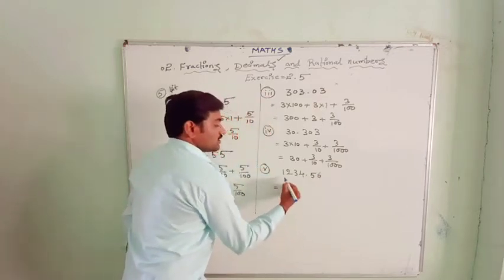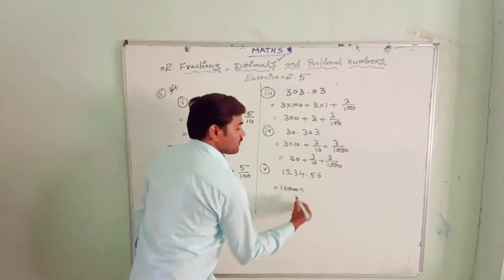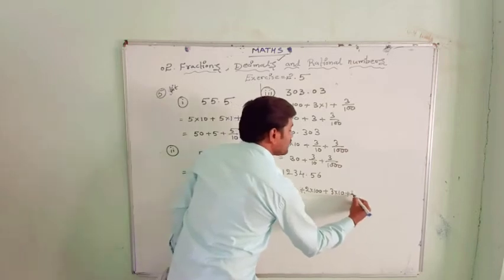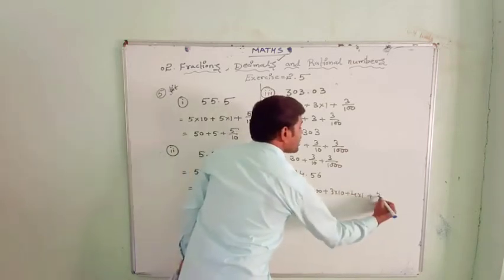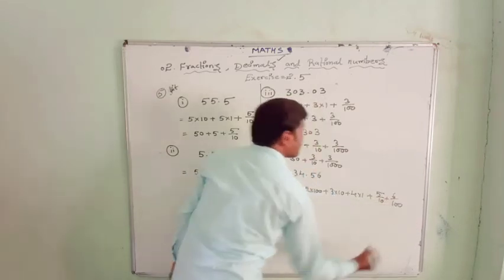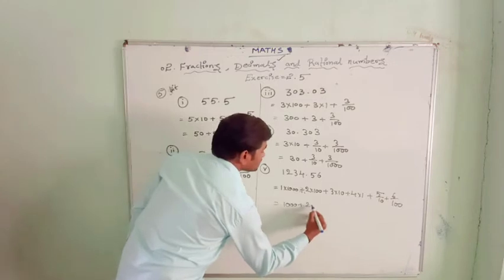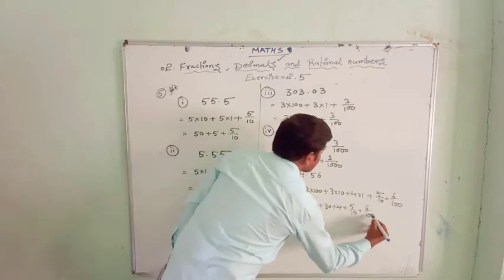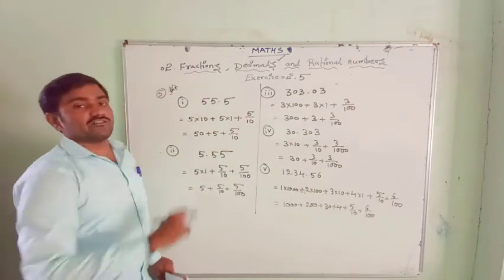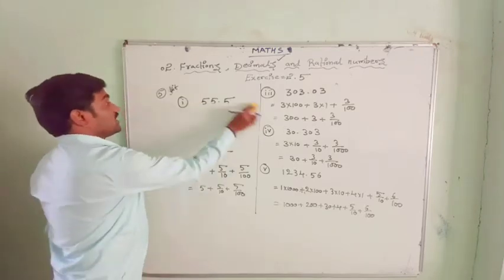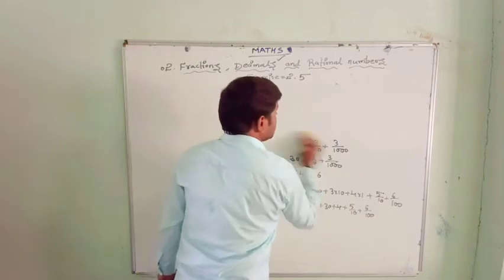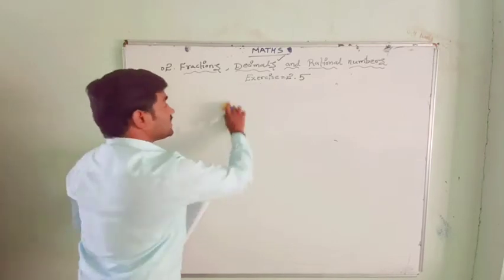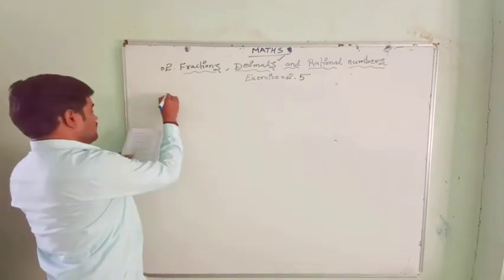1234.56. So this 1 is in the thousands place, 1 into 1000, plus 2 in the hundreds place, 2 into 100, plus 3 in the tens place, 3 into 10, plus 4 into 1, plus here 5 in the tenths place, 5 by 10, plus 6 in the hundredths place, 6 by 100. Now we can write 1000 plus 200 plus 30 plus 4 plus 5 by 10 plus 6 by 100. Okay, this is the expanded form of the decimal numbers. I hope you understand how we can expand these decimal numbers according to the place values. Now, whether you know the place values or not, you can understand in the next bit, that is the sixth bit.